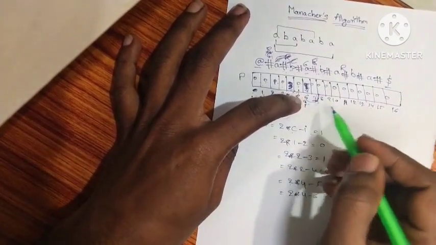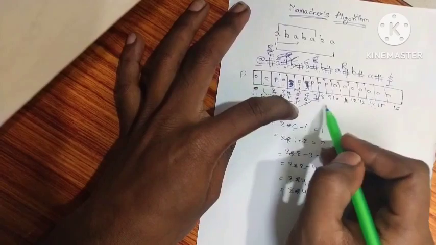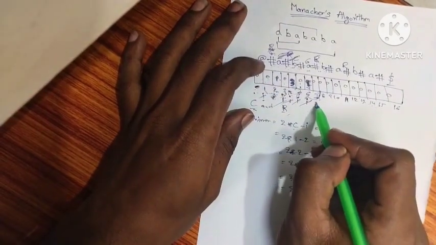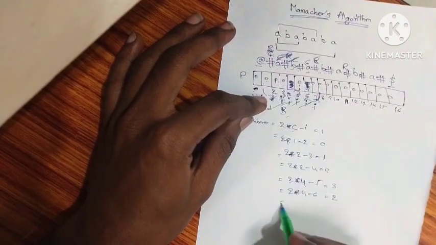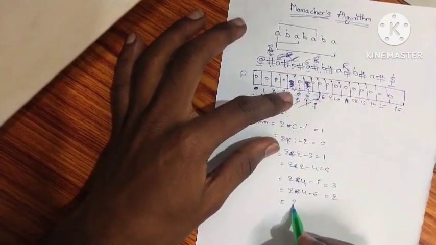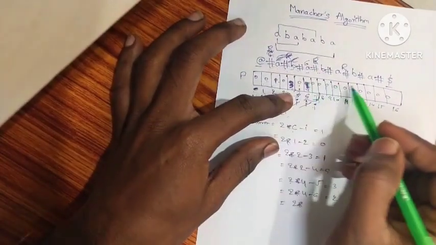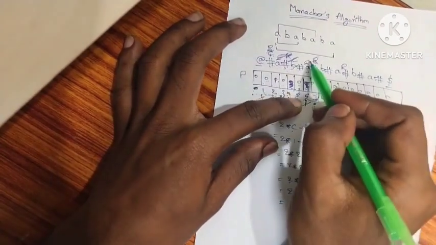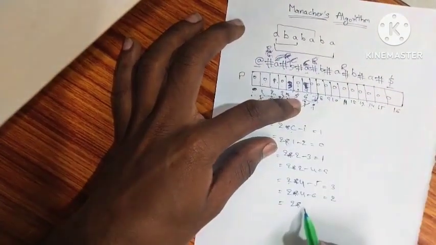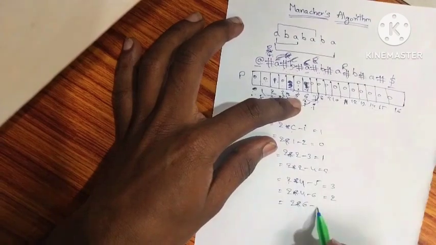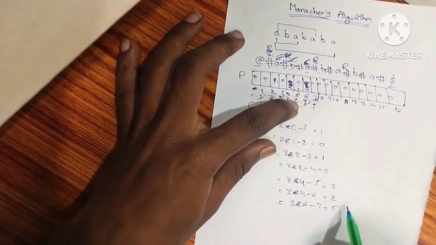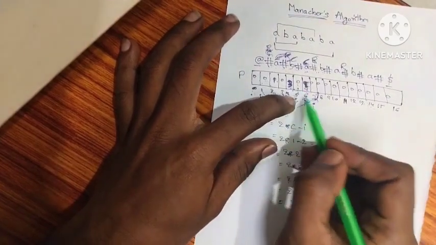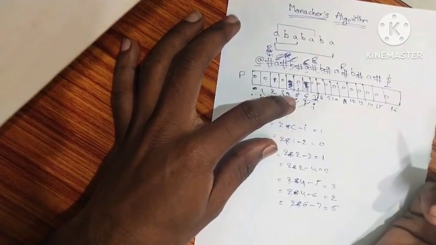Now, next we move to the next iteration where our i value is at index 7. Same as before, we want to check for the mirror position, which is 2 times our center value. Center is at index 6, so 2 times 6 minus our index value 7. 6 twos are 12, minus 7, which is 5. At index 5 the expansion length is 0, so we keep it 0 only.